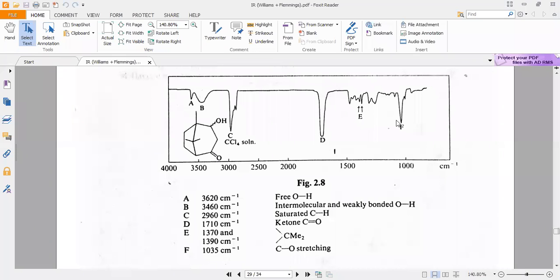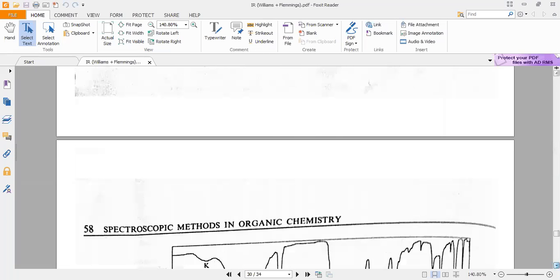This E and F, they are in the fingerprint region. So E belongs to secondary methyl or tertiary methyl, etc. And the carbon oxygen bond appears around the 1100, 1200 region, in fact. So these are all called fingerprint region, not giving us very good information, but these other regions are giving us very good information. I hope this shall be clear to everybody. So we are proceeding further.